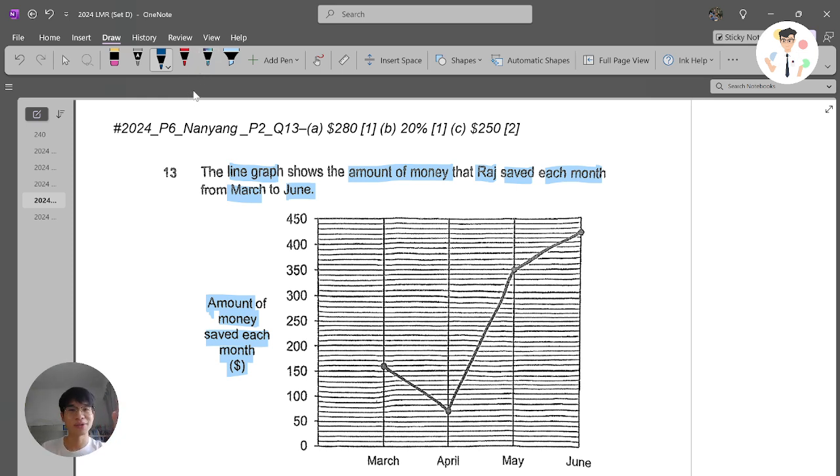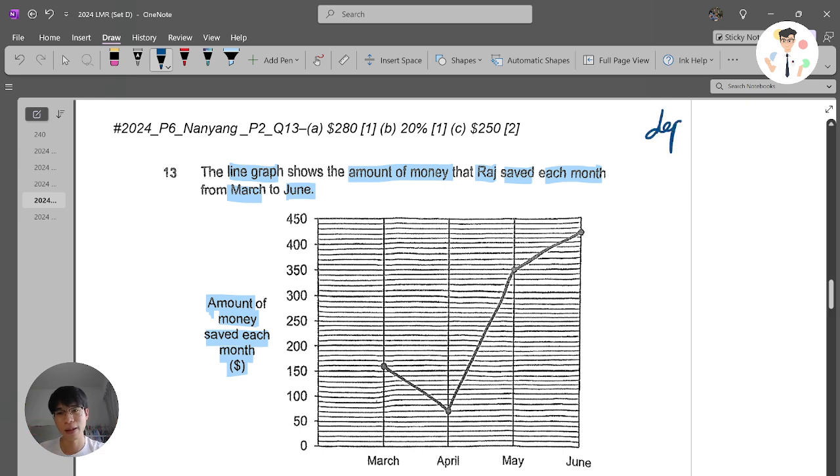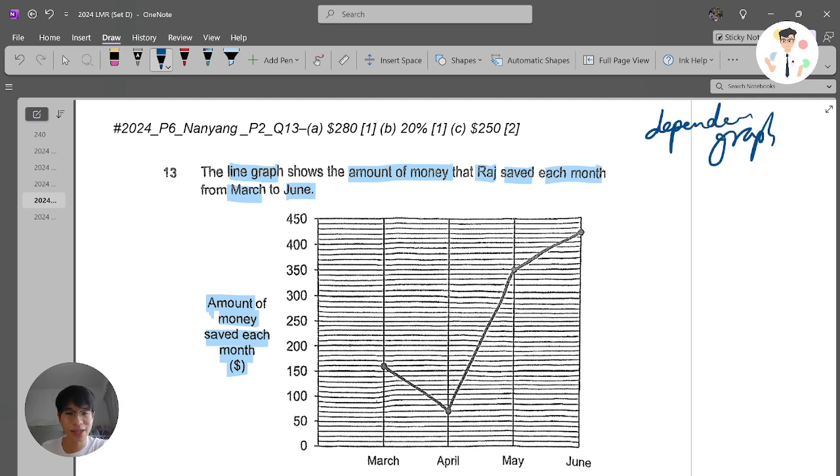But if I were the person that set the question, I will make it a dependent graph instead. Means that I will say, this is what I have at first, the total amount I have on April, means that I add March and April together. And on May, I'll add March, April, and May together. So basically, I'll add them together to become something called a dependent graph. So this question is very good. Very kind. So let's identify here first. So this is 150.